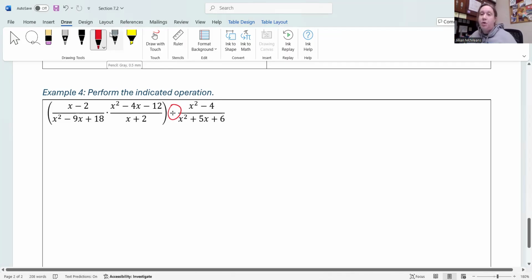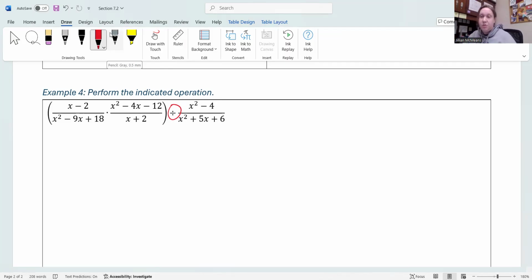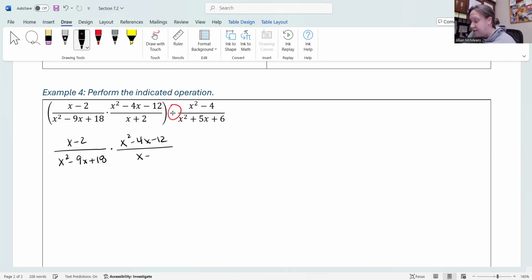I know that when I'm multiplying, I just multiply across. When I'm dividing, I keep my first rational expression or fraction the same, and then I multiply by the reciprocal of the second. So I'm just going to rewrite the stuff in parentheses, and then multiply by the reciprocal of this last expression. First numerator stays the same, first denominator stays the same, I multiply by the second numerator, which stays the same. Second denominator stays the same.